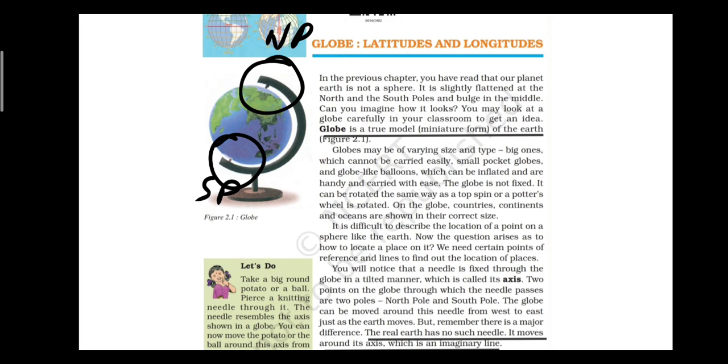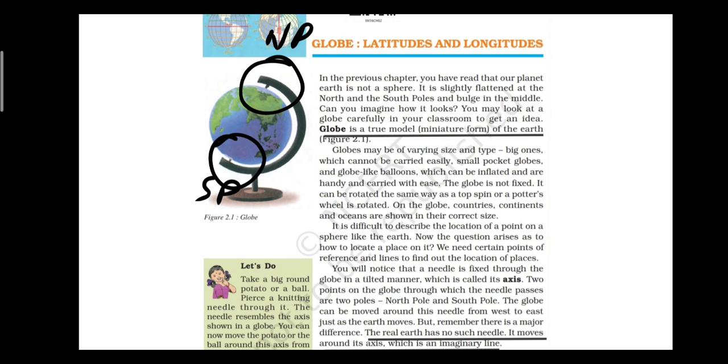In the previous chapter, you have read that our planet Earth is not a sphere. It is slightly flattened at the north and the south poles, and it bulges in the middle. Can you imagine how it looks? You may look at a globe carefully in your class to get an idea. Globe is a true model or miniature form of the Earth.